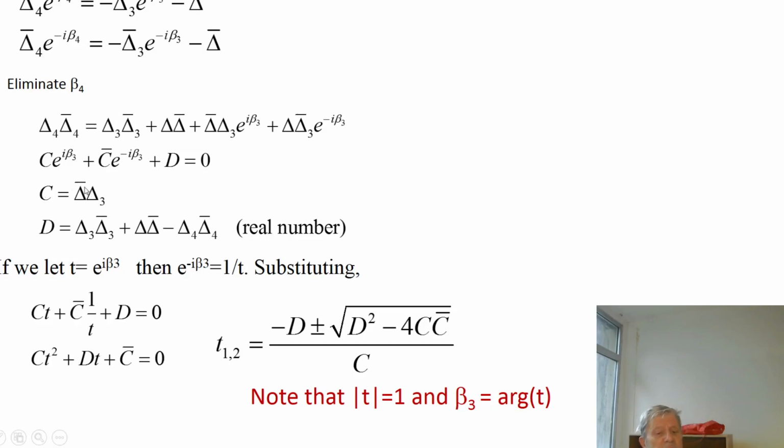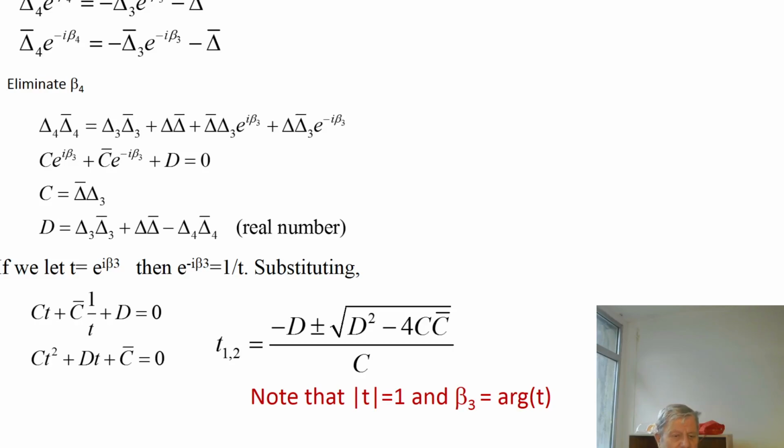The way to solve this equation is, there are lots of different ways of solving this equation, by the way. I mean, you can even write e to the i beta 3 as cosine beta 3 plus i sine beta 3, and say C is equal to A plus iB, expand these terms and update the equation. You can do that.